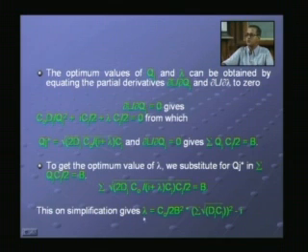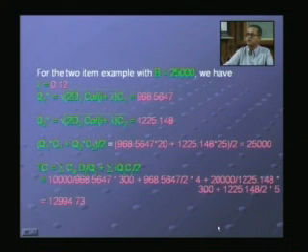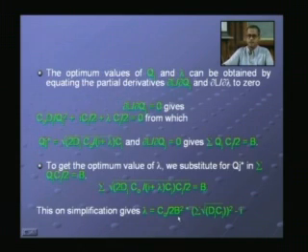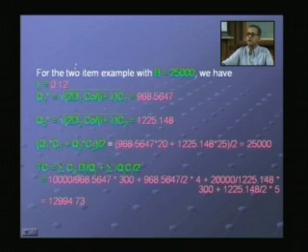This on simplification would give lambda equal to C naught by 2B square sigma root of dj Cj the whole square minus I. So one needs to simplify this expression to finally get this value of lambda. Now for the 2 item example, when we substitute B equal to 25,000 in this and all other values known, C naught is 300, sigma root of dj Cj can be calculated, D1 is 10,000, C1 is 20, D2 is 20,000, C2 is 25, I is 0.2. So we substitute all these values, we would get lambda equal to 0.12.